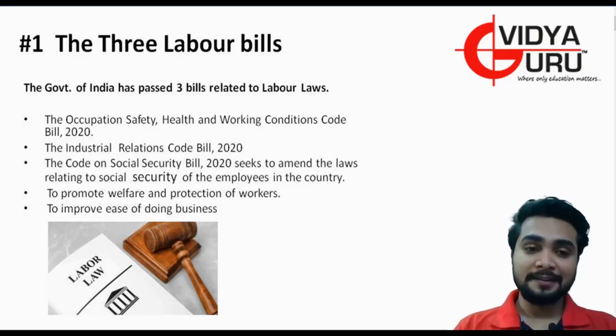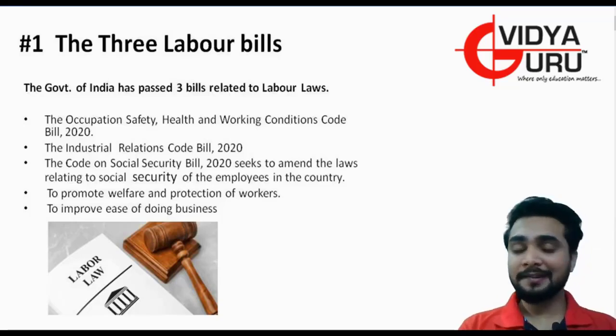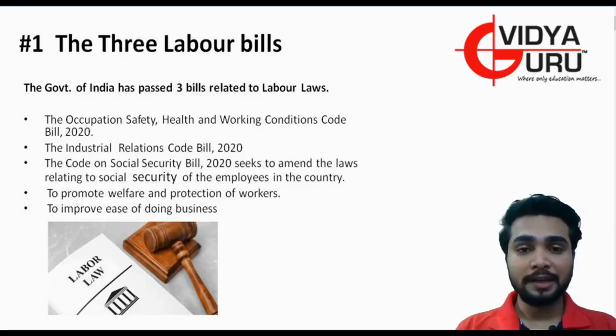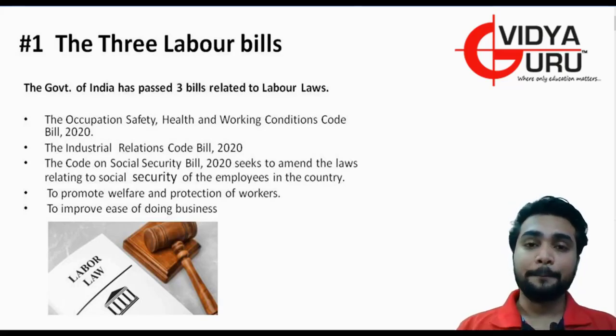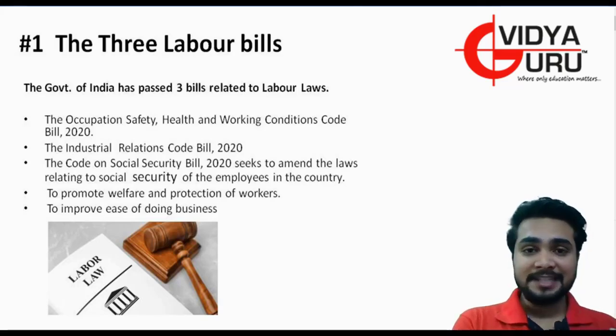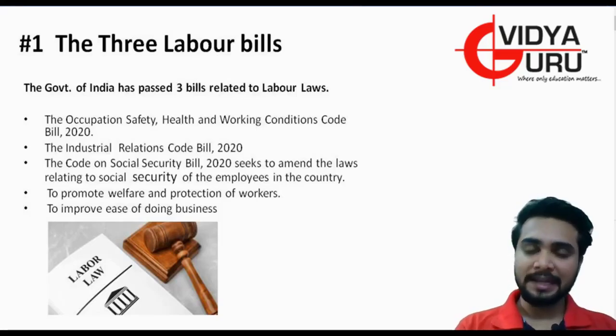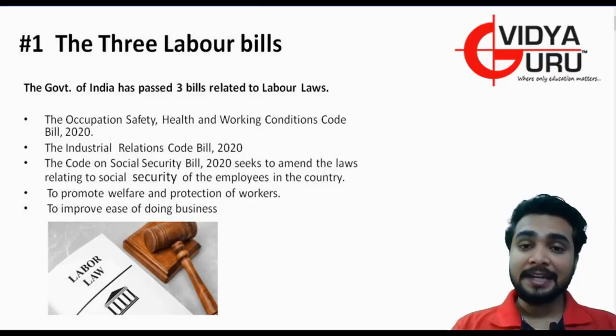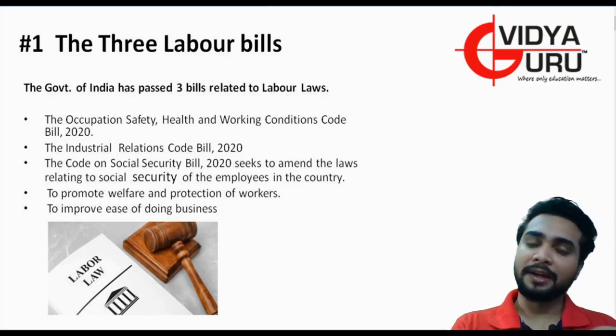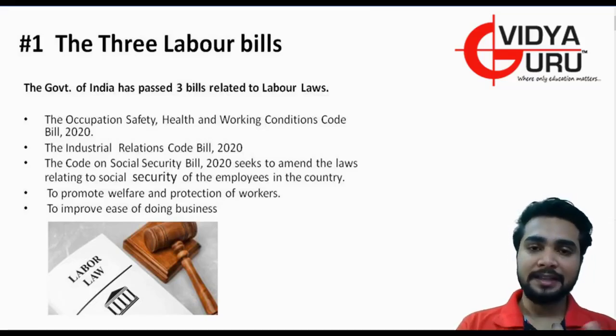Second bill, the Industrial Relations Code Bill 2020. This bill talks about industrial relations. For example, you have seen that there are many unions of workers that go on strike without any further notice, and by this the industries face huge losses. So in this bill, a provision is added which says that a union must give a 60-day notice before going on a strike. So these kinds of provisions are added in these bills.